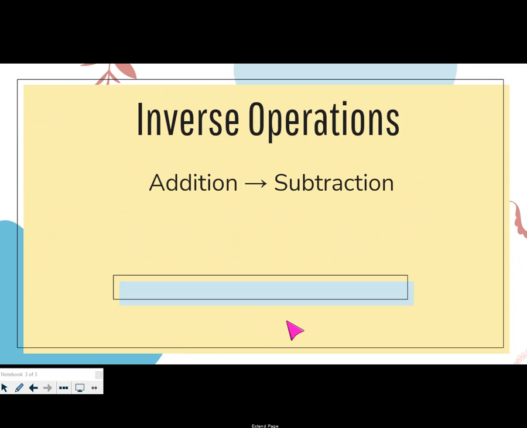So for inverse operations, we have addition, and its inverse is subtraction. And again, multiplication's inverse is division. I could go the opposite way as well. Subtraction's inverse or opposite operation would be addition, and division's inverse or opposite operation would be multiplication.